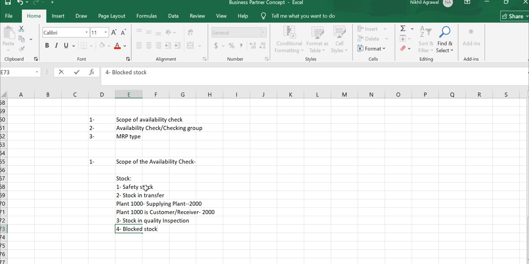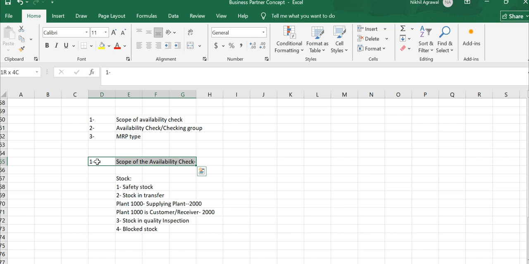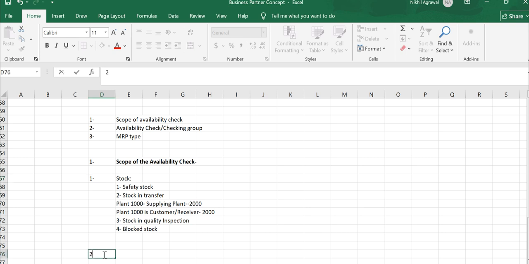Now we will move on to the inward stock movements and outward stock movements. Again, guys, this is under the scope of availability check. This was point 1, and this is point 2. Here we will discuss the inward movement of the goods.